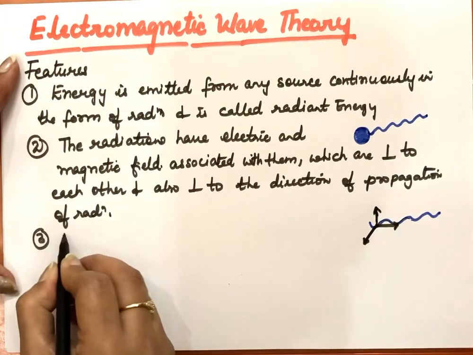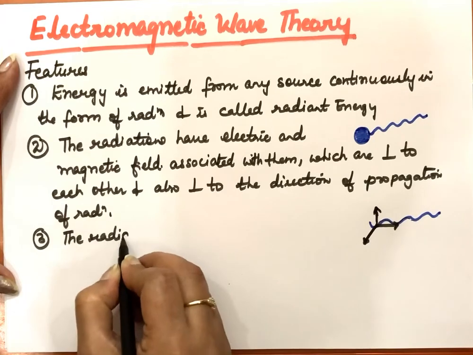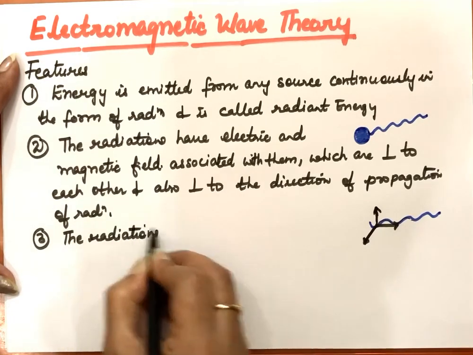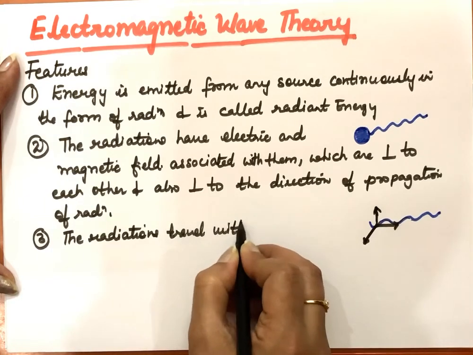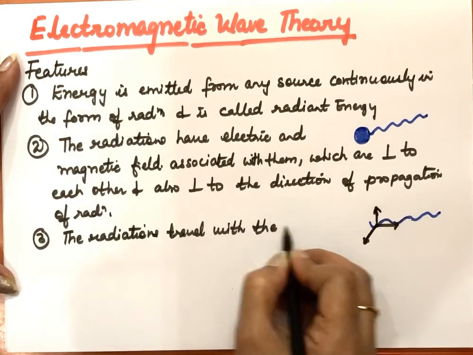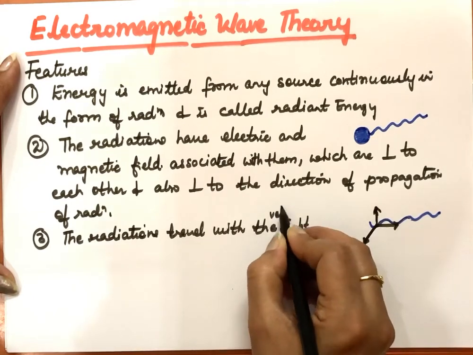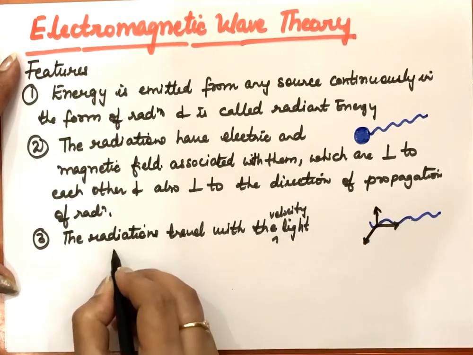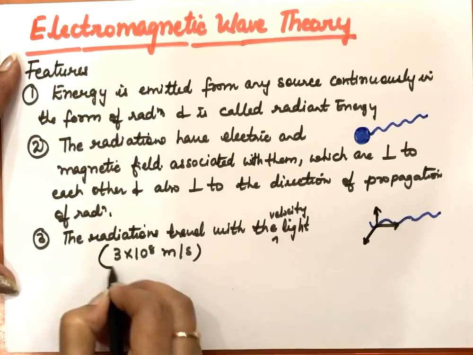The third point of this theory is that the electromagnetic radiations all travel with the same velocity, and that is the velocity of light. So the radiations travel with the velocity of light, and that is 3 into 10 raised to power 8 meter per second.